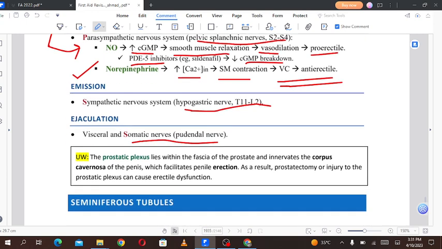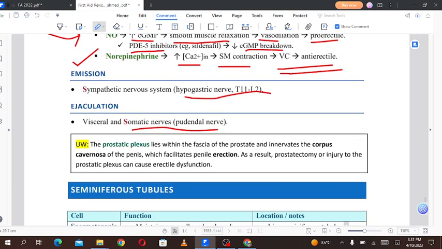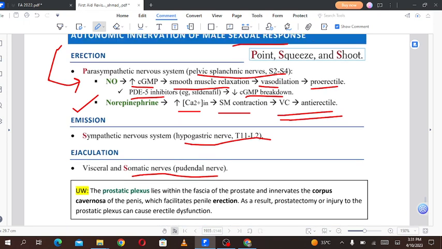UWorld point about the prostatic plexus. The prostatic plexus lies within the fascia of the prostate and innervates the corpus cavernosa of the penis, which facilitates penile erection. As a result, prostatectomy or injury to the prostatic plexus can cause erectile dysfunction. If there is any injury to the prostatic plexus, it can result in erectile dysfunction.